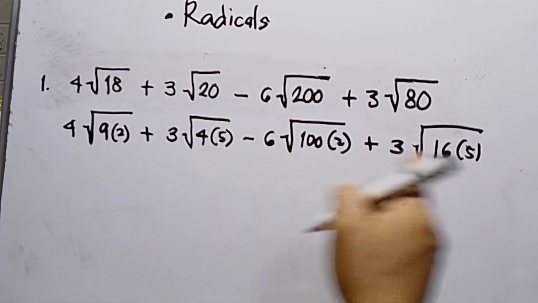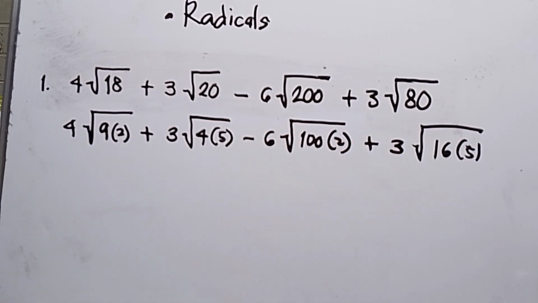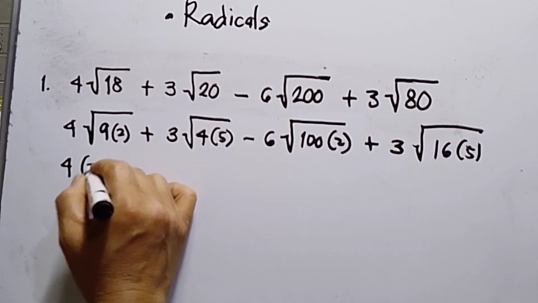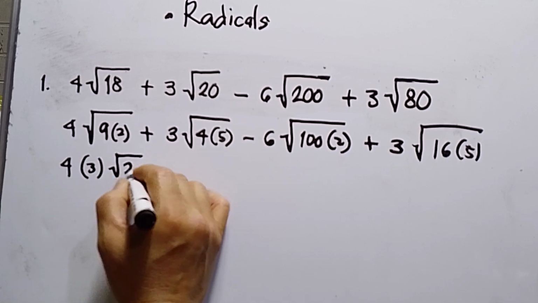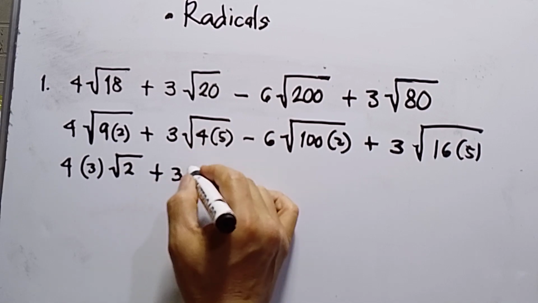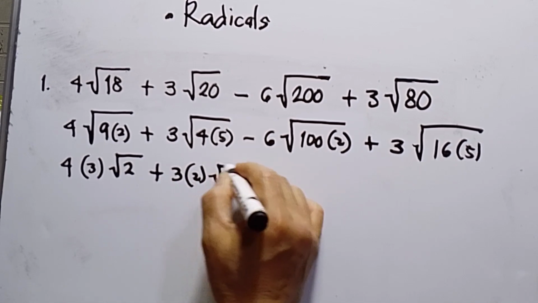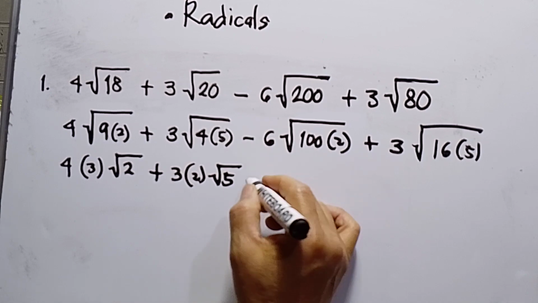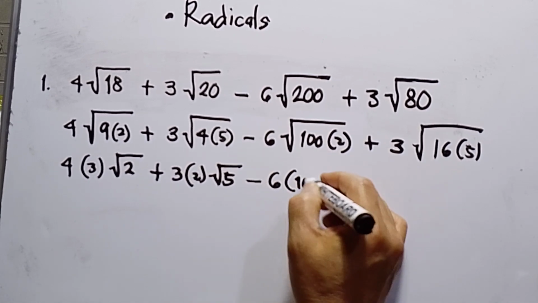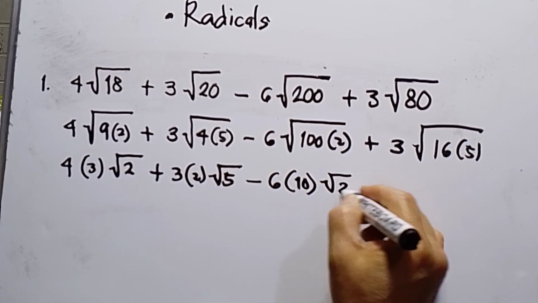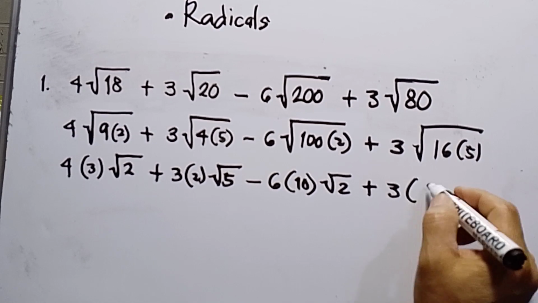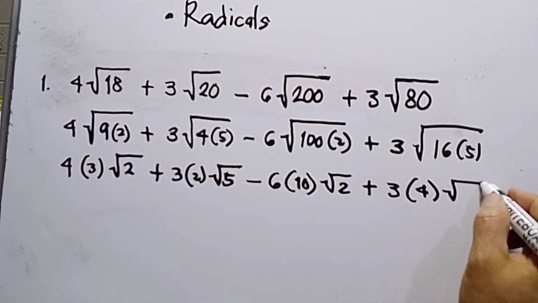So at least there should be perfect squares. So in here, 4 square root of 9 is 3, then I have here square root of 2. Then plus 3 square root of 4 is 2, then square root of 5. Then minus 6 square root of 100 is 10, then square root of 2. Plus 3 square root of 16 is 4, and I have square root of 5.